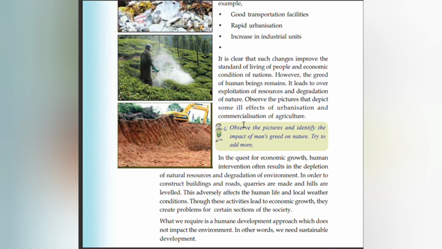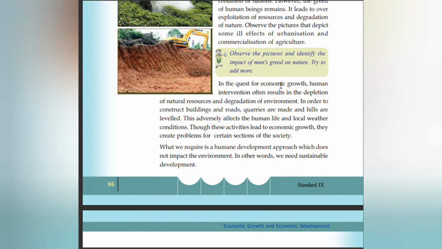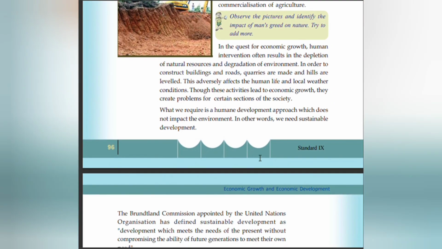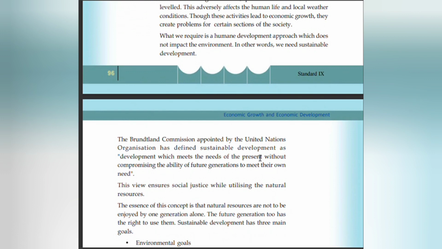Observe the picture that depicts some ill effects of urbanization and commercialization of agriculture. In the quest for economic growth, human intervention often results in the depletion of natural resources and degradation of the environment. In order to construct buildings and roads, quarries are made and hills are leveled. This adversely affects human life and local weather conditions. Though this activity leads to economic growth, it creates problems for certain sections of society. What we require is a human development approach that does not impact the environment. In other words, we need sustainable development.